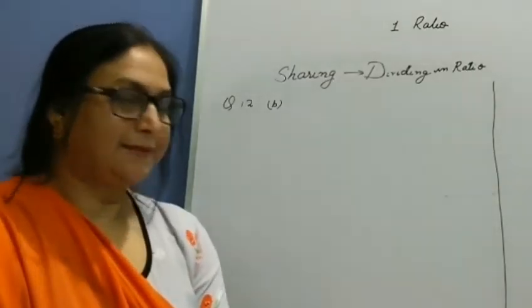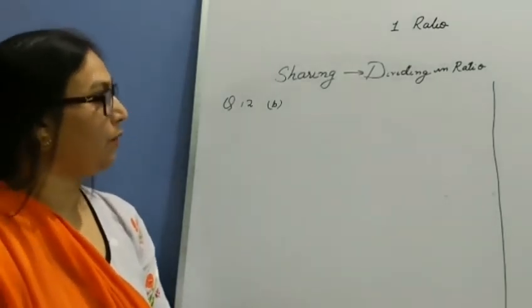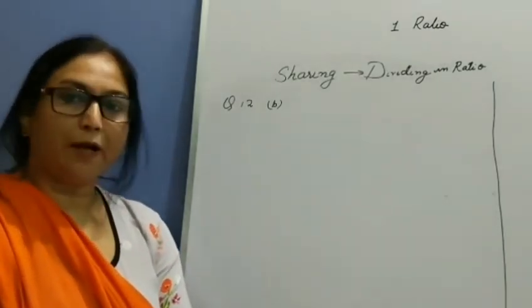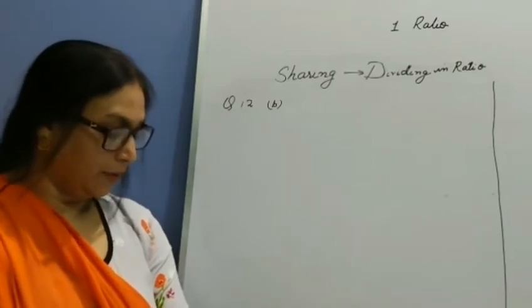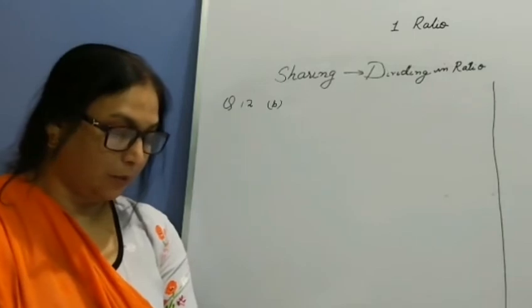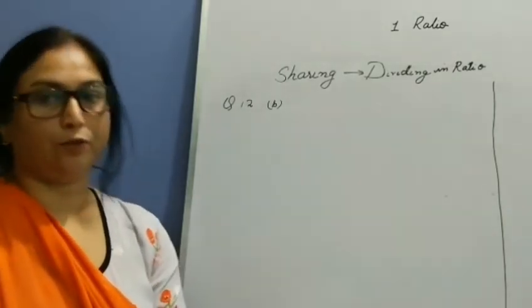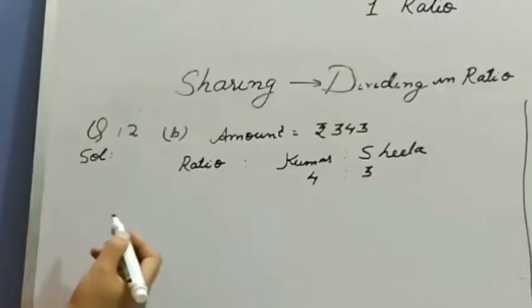Children, exercise 1, question numbers 12 and 13 are based on this application of sharing. So, let me explain one part of each. Question number 12, B part. Divide rupees 343 among Kumar and Sheila in the ratio 4 to 3. So, how to proceed? Let's move to the solution.